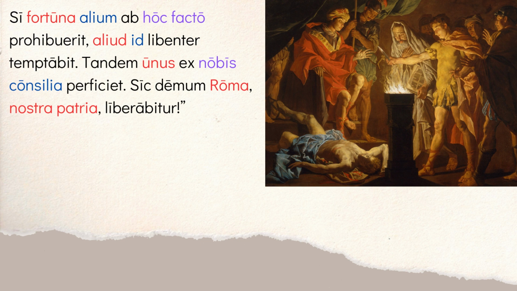Okay. Tandem unus ex nobis consilia perficiet. So finally, unus ex nobis, one of us, will accomplish the consilia, the plan or the plans, right? So he says, at some point, tandem, one of us is going to accomplish this. One of us is going to kill you.